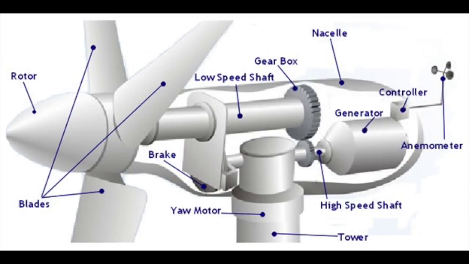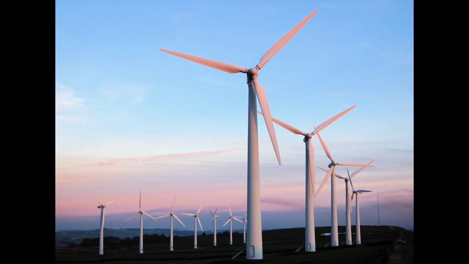The wind causes the propellers to spin via kinetic energy, giving the propellers rotational and mechanical energy, which therefore causes the spin shaft to rotate. The spin shaft is then directly connected to the generator, which turns the rotational mechanical energy into electrical power.